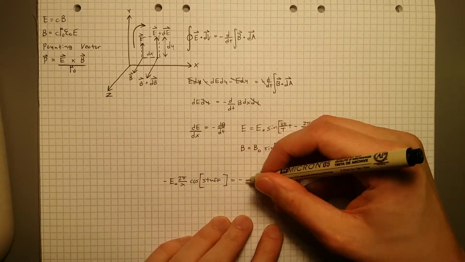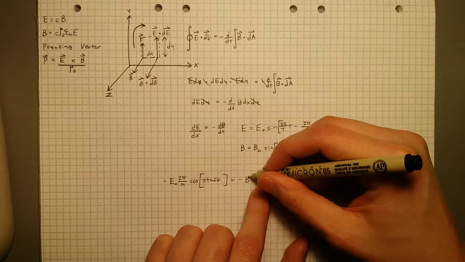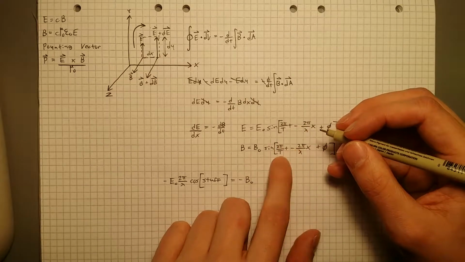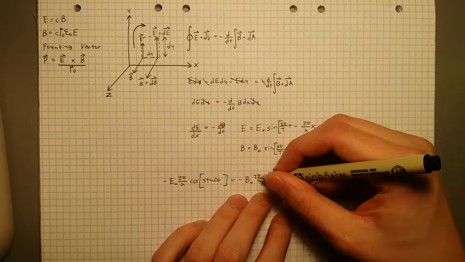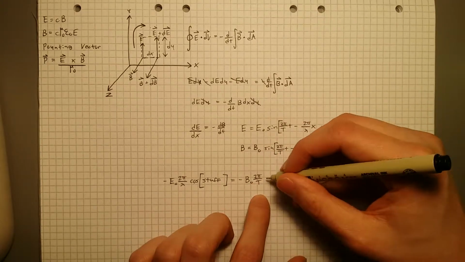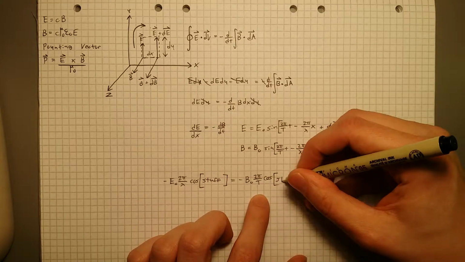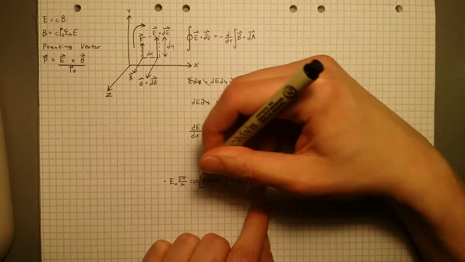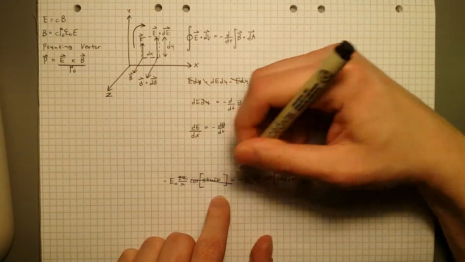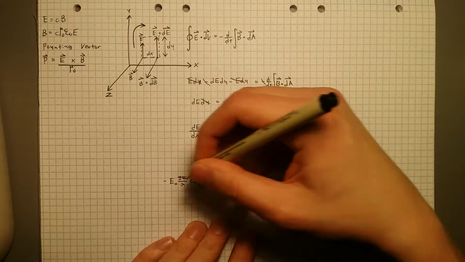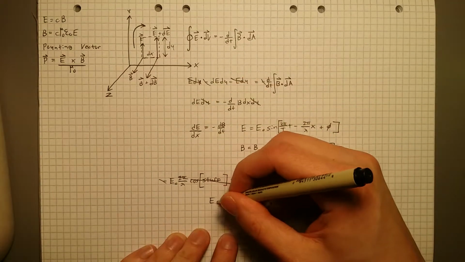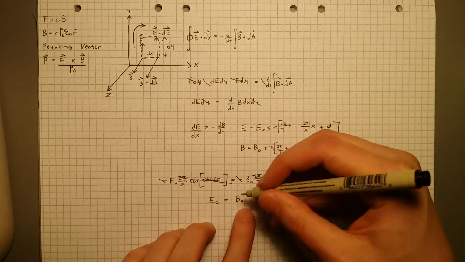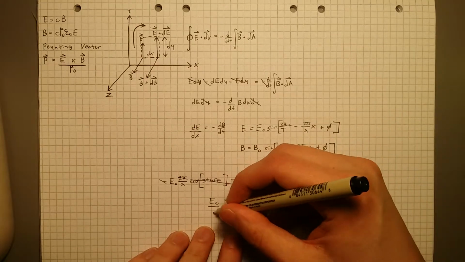is equal to the negative derivative of this, which is B naught 2 pi over T, 2 pi over the period of the function, times the cosine of stuff. And as you can see, the 2 pi's cancel out, the cosines of stuff cancel out, the negatives cancel out, and you're left with E naught is equal to B naught, and add the T there and the lambda there.